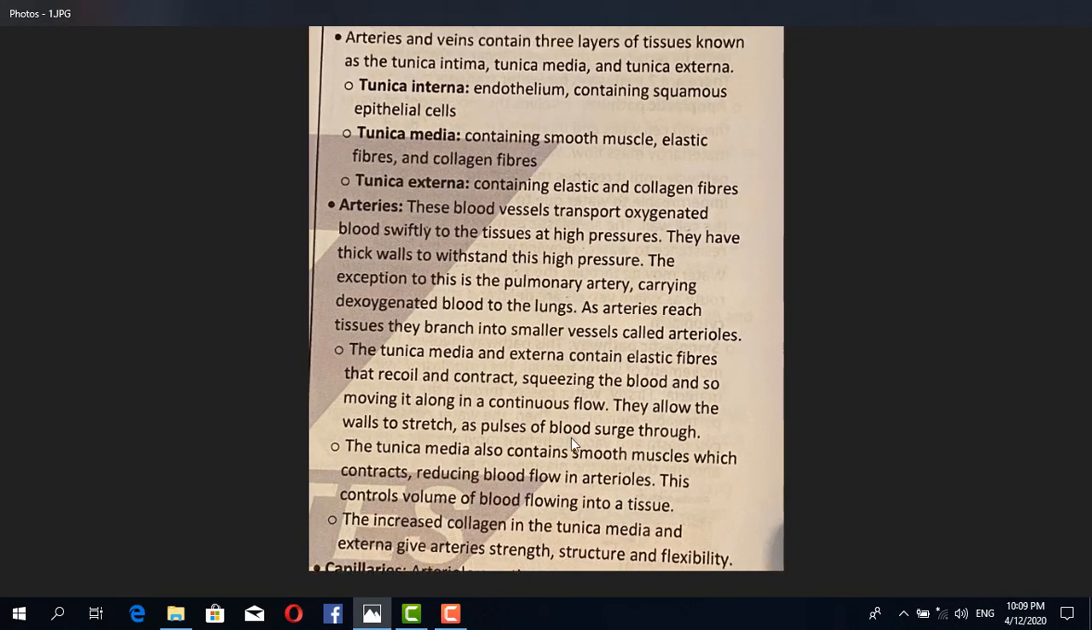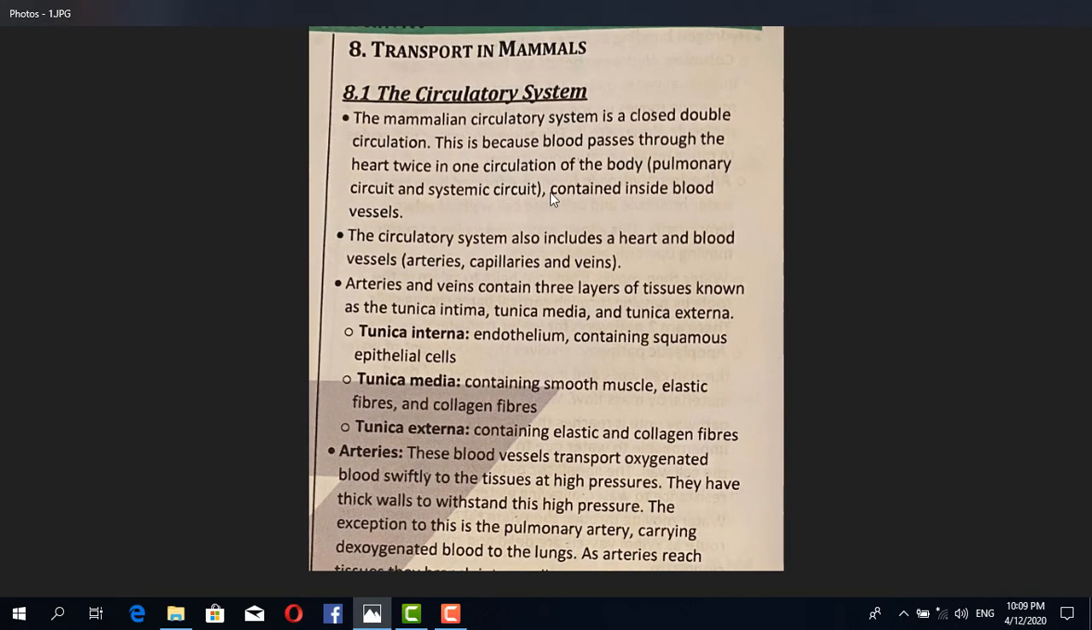Hello again, grade 12. We're going to finish the last chapter for this revision, inshallah, which is about transport in mammals. When we're talking about transport in mammals, the first thing that comes to our mind is the circulatory system, which is composed of the heart and the blood vessels mainly.